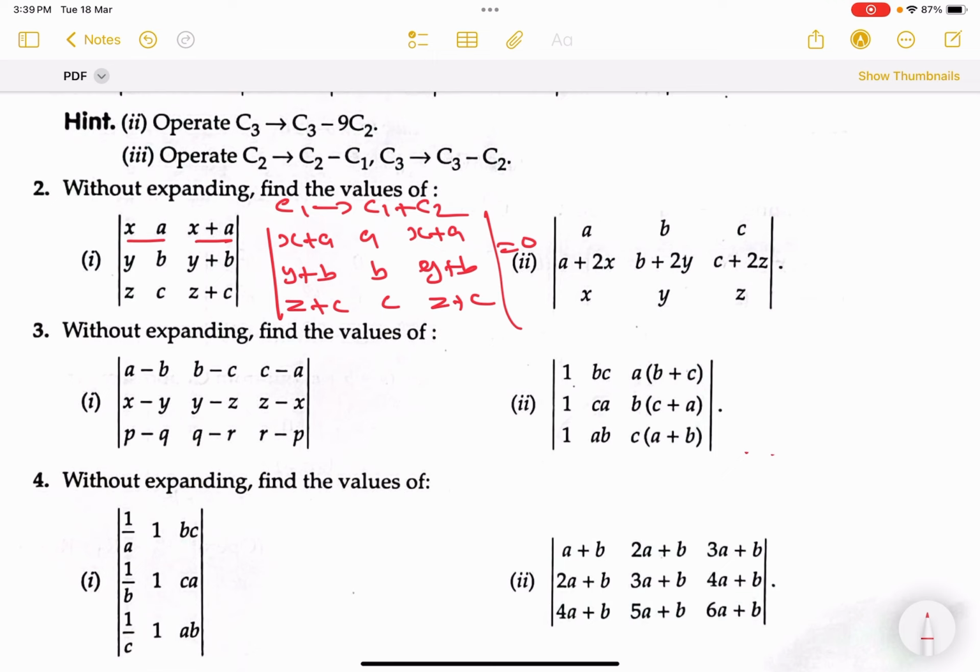Here is only one variable. Do this fast. Why are you waiting? What's your question? C1 plus C2. Change C1 with C1 plus C2. Look at the first row and here the third row. C1 you are replacing with C1 plus C2.